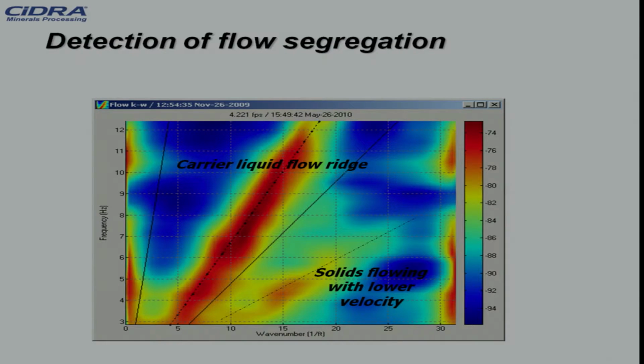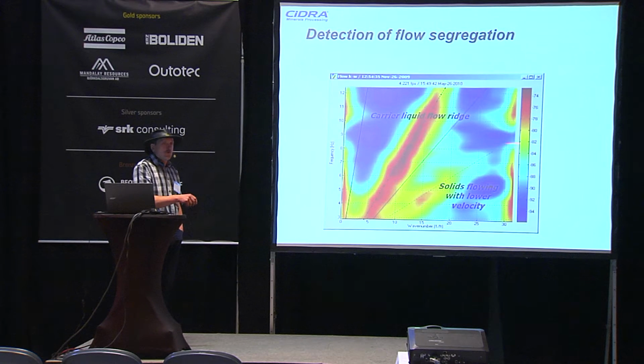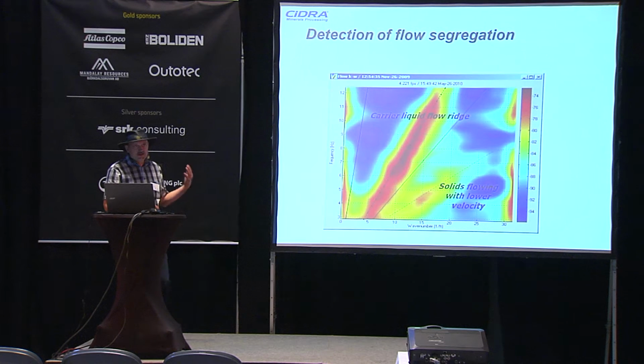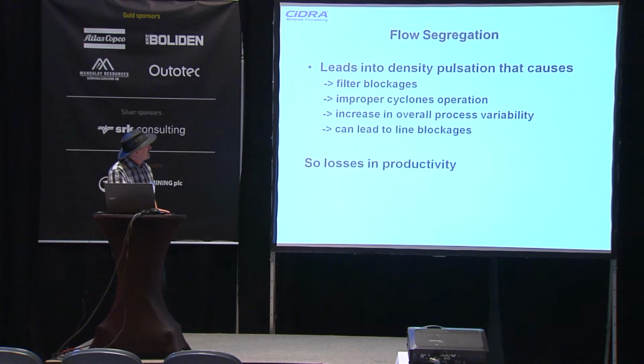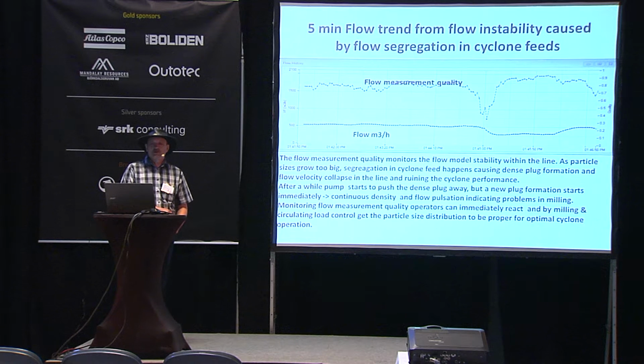Here we see the situation at flow segregation. So the carrier liquid is flowing faster here, but the solids are starting to form their own ridge. So immediate actions are needed to prevent the density pulsation that this kind of segregation is causing in every process, and causing the risk of line blockages.